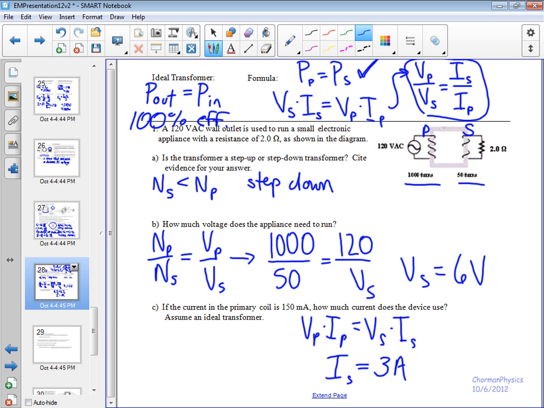So then, we want to solve for the amount of voltage that the secondary coil has. When we do that, we set up our ratios, we solve for the secondary voltage, and we get 6 volts.